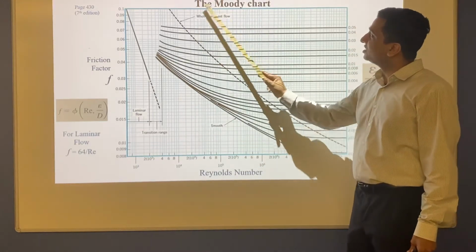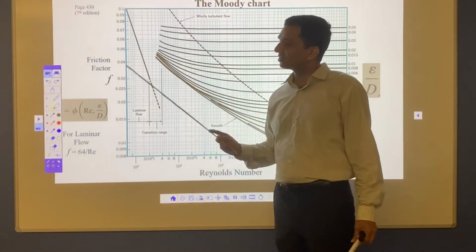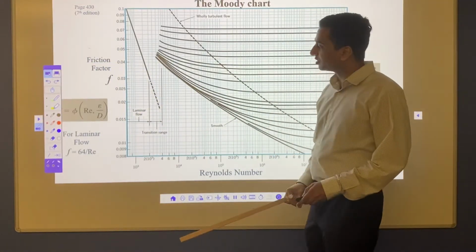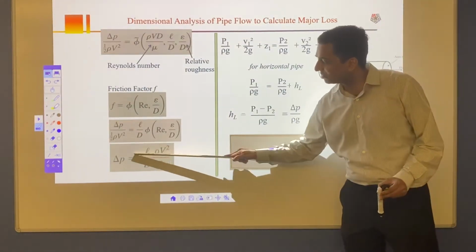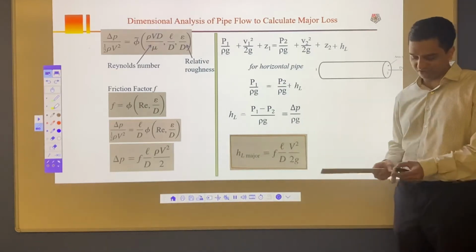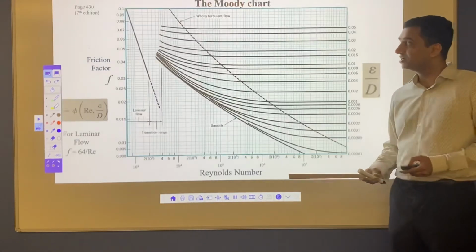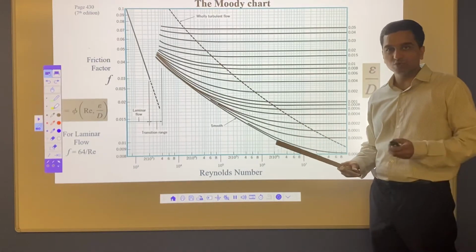So the Moody chart gives us the value for the friction factor. This friction factor is an essential component to solve the problem. If you want to know this HL measure, or this pressure drop, you have to know this friction factor. These formulas are there, but without the number for the friction factor, you won't be able to solve it. So now in this video, I'm going to tell you how to use the Moody chart.